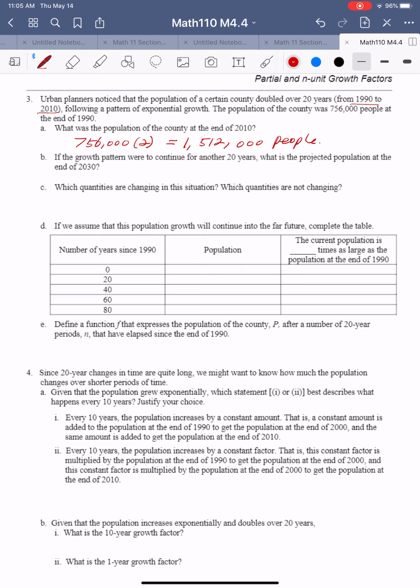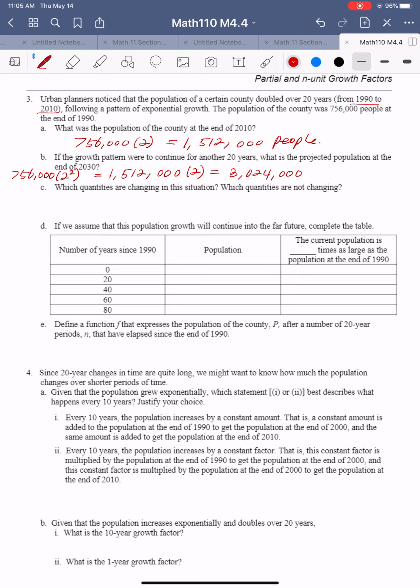If the growth pattern were to continue for another 20 years, which is 2030, what will be the population? What do you do is the same thing. Starting from 1,512,000, multiply by another 2, and then it makes 3,024,000. Which means this is the same as 756,000 multiplied by 2 squared, because it doubles every 20 years.